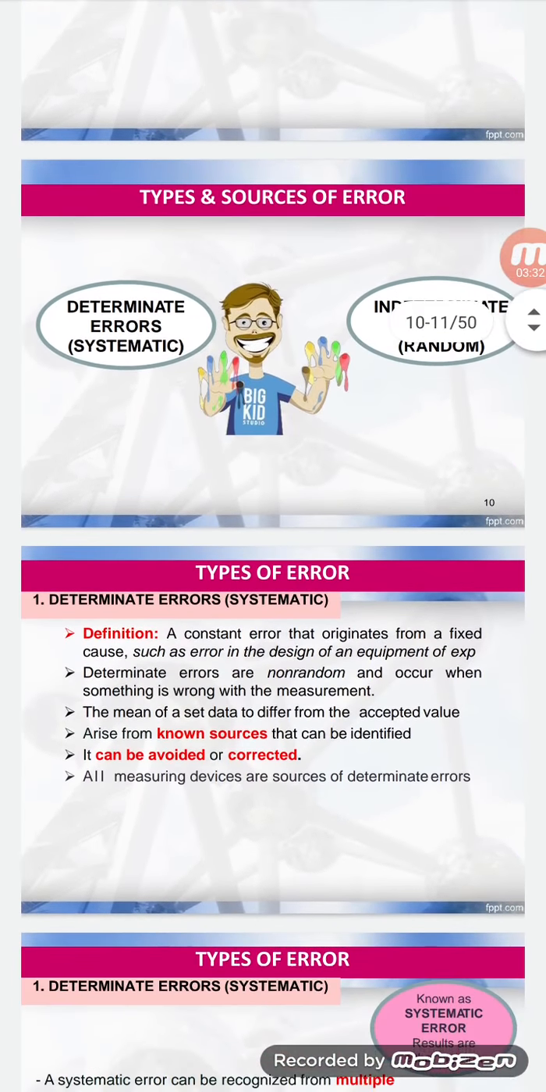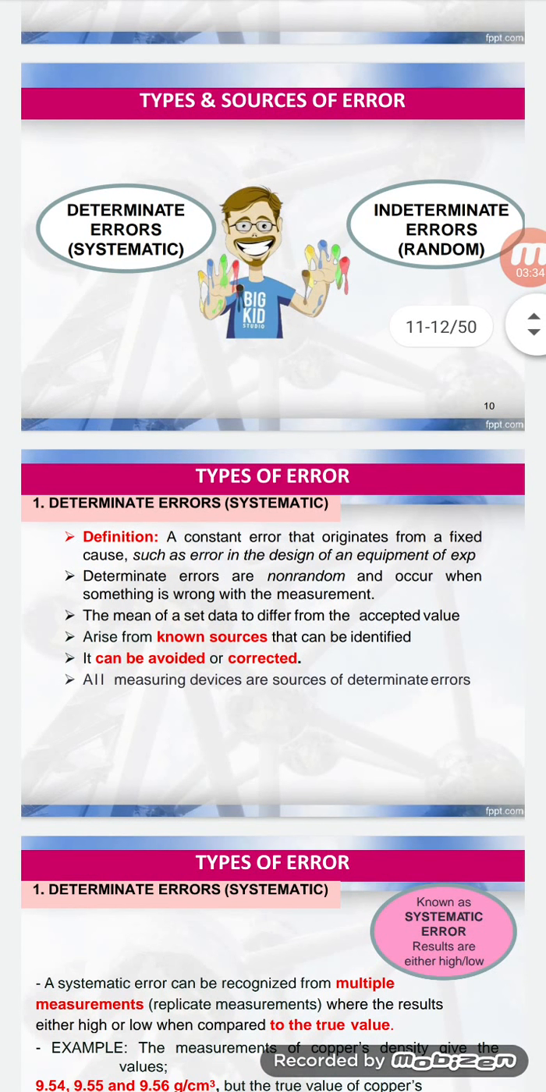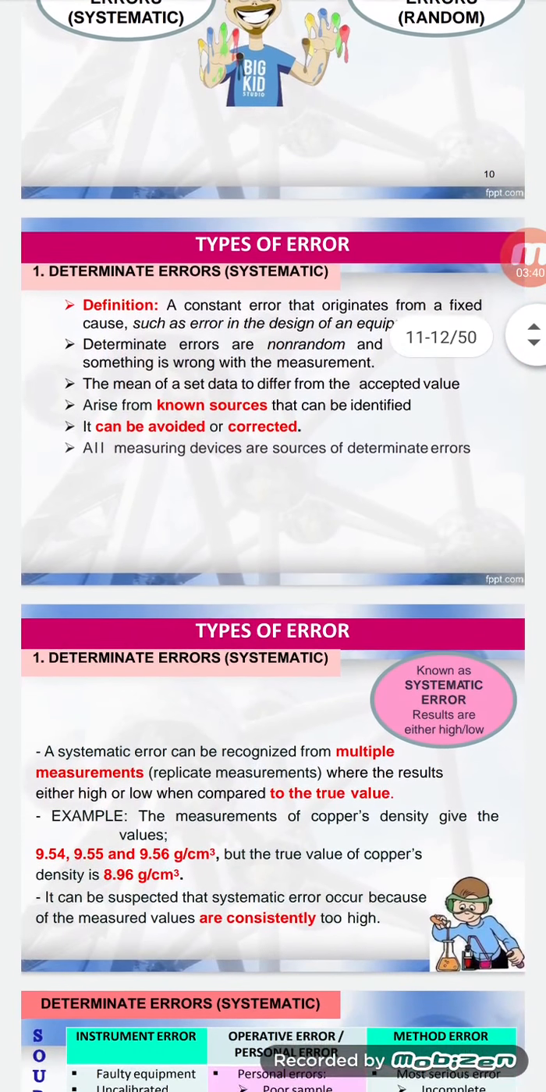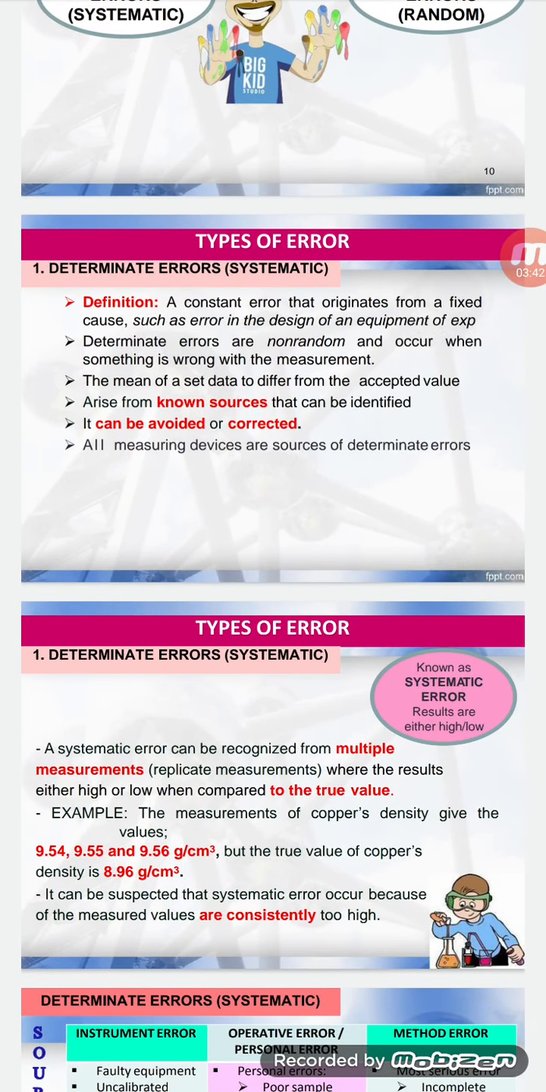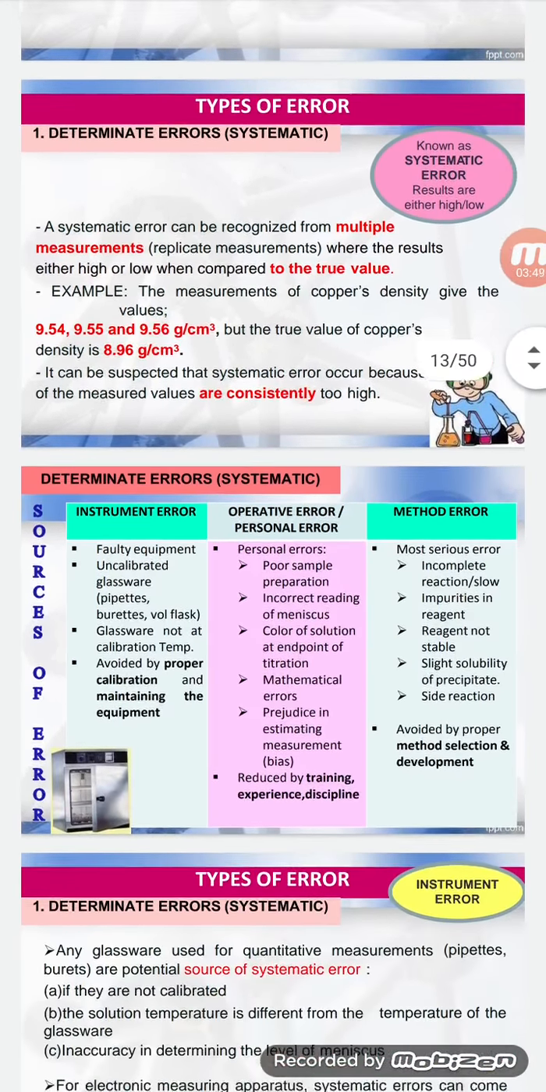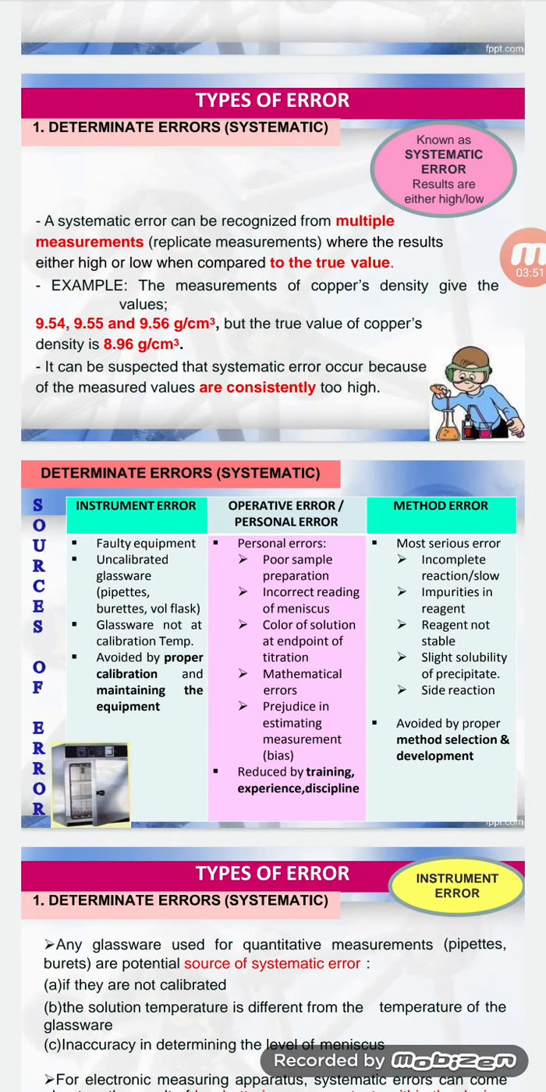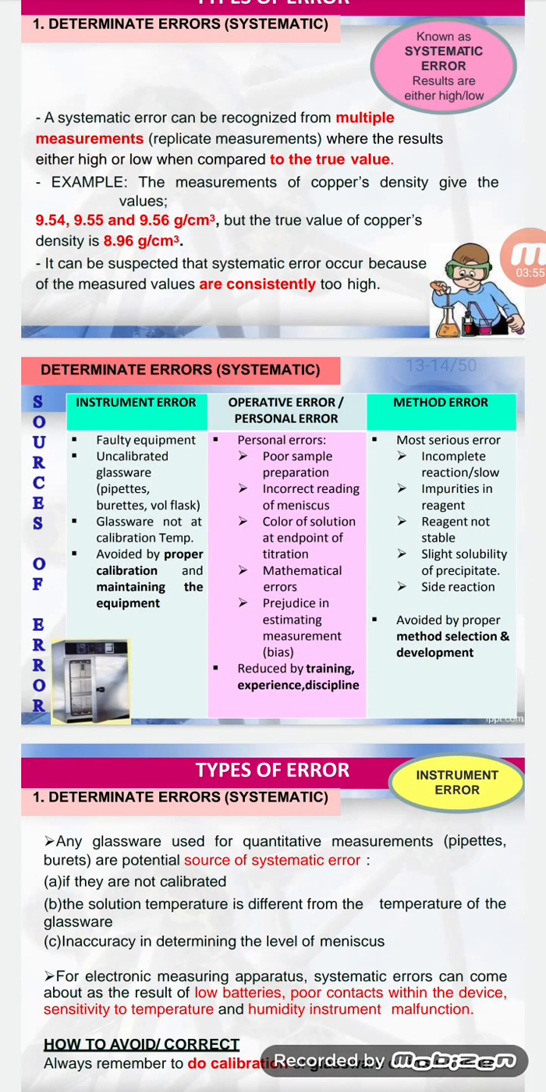And then we also discussed determinate errors and also indeterminate errors. So to sum up, determinate errors are errors that arise from a known source, and also we can avoid them. Okay. And for the sources of errors that come from determinate error, we have 3. The first is instrument error. The second is operative error or personal error. And lastly is method error.